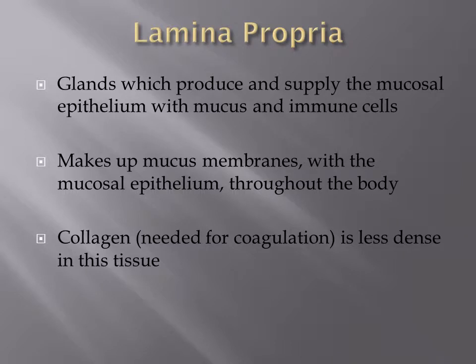Glands that supply the mucosal epithelium with immune cells and mucus are located within the lamina propria. This tissue can be found in all mucous membranes throughout the body. The collagen is looser in this tissue than the dense lamina propria found in the glands of the penis. This increases the chance of bleeding since collagen is required for coagulation.